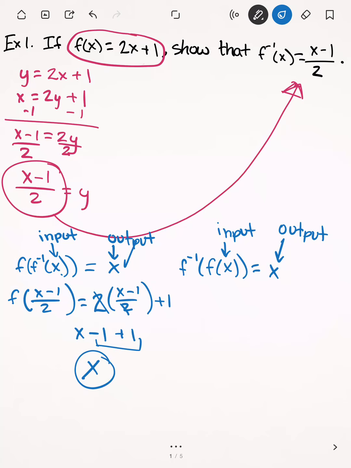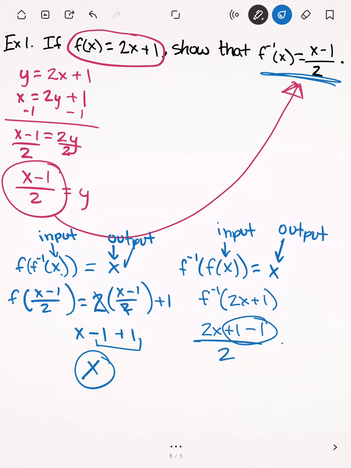If I look at the second part, I'm just going to do the opposite. So I have f inverse of f of x, where f of x equals 2x plus 1. Anywhere I see an x in the inverse function up here, I am going to plug in 2x plus 1. So what that looks like is 2x plus 1 minus 1, divided by 2. I combine these like terms, and 1 minus 1 is 0, so I'm left with 2x divided by 2. Well, the 2s cancel out. I'm left with x. My output is x, which is what I wanted it to be.